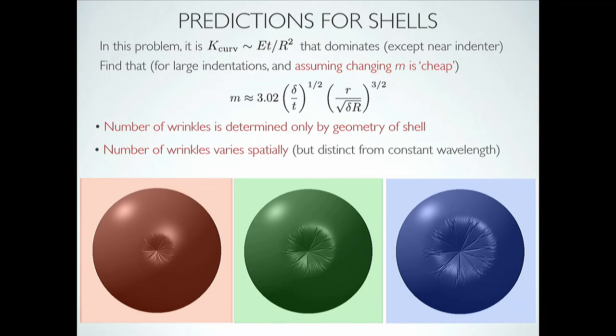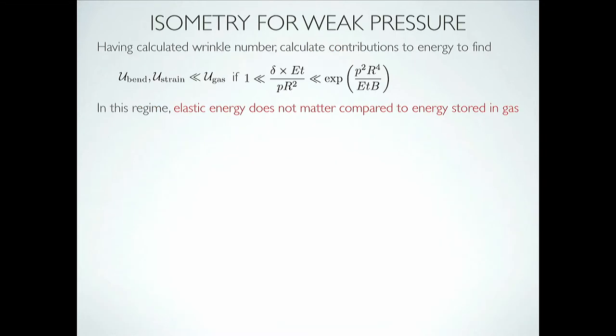These are simulations at different indentation depths, and you may or may not be convinced that as I increase the indentation depth, I'm getting different numbers of wrinkles. But also, if you look very close to the center, there's a small number of wrinkles, and at the edge, there's a much larger number of wrinkles. And it's not just that the system likes to keep a constant wavelength, because that would need your wrinkle number to be linear in R. So there's something a little bit non-trivial that we're able to find out here.